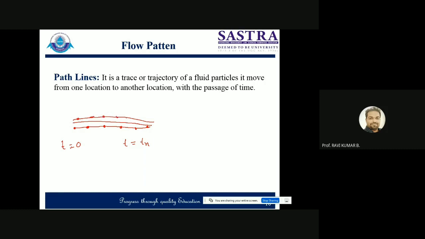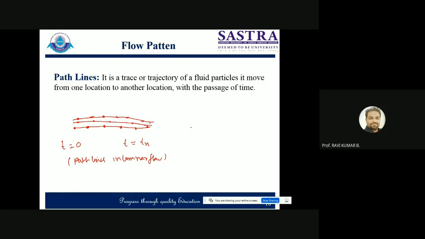So this kind of trace or trajectory of fluid particles, when all the fluid layers are moving approximately parallel to each other, or in a well-defined path, is called path lines. Path lines in laminar flow. This is the first case, a very simple case. Usually flow will not be laminar, always keep that in mind.